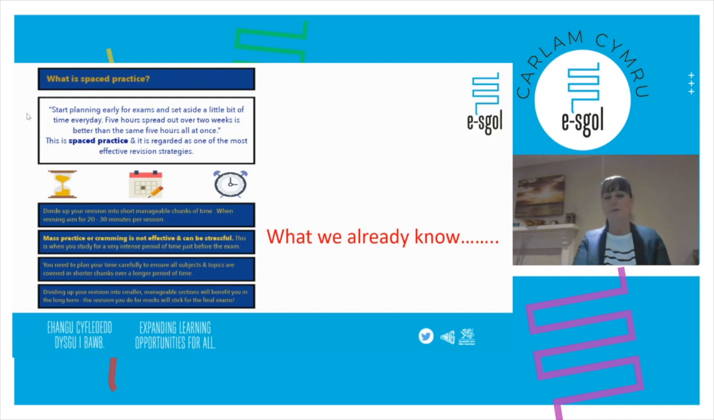So from this point on, really. And you need to plan your time carefully to ensure that all your subjects and all the topics that you need to learn are covered, and that they're covered in these short chunks over a longer period of time. So dividing your revision into smaller, manageable sections will benefit you in the long term. The revision you do now for mocks or for practice exam questions that you might be doing in class will stick for the final exam.